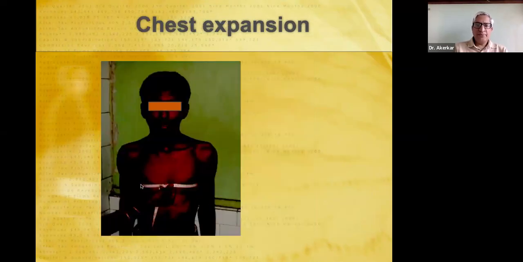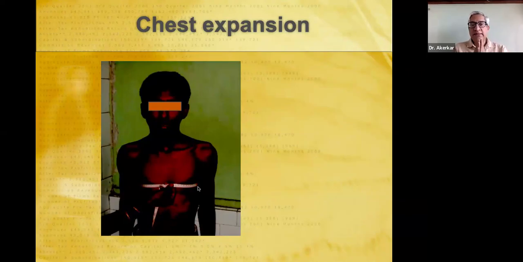Chest expansion at the level of the nipple: deep exhalation followed by complete inhalation, and you record the difference between the two measurements. It should ideally be more than 5 centimeter. Anything less than that suggests reduced chest expansion. Very important. What does this suggest now? It suggests that the chest expansion is less.